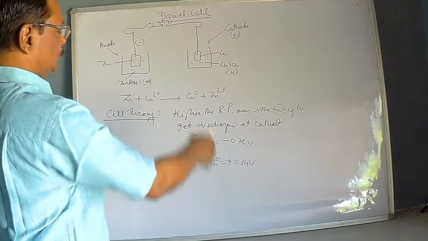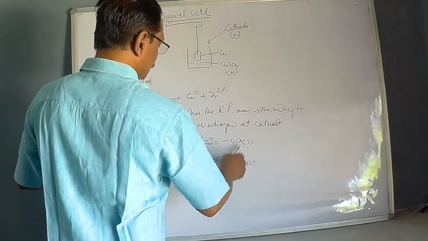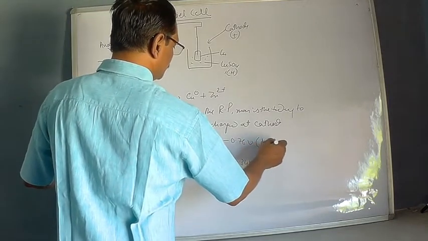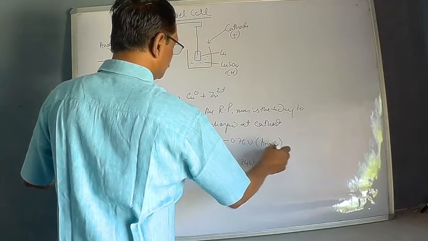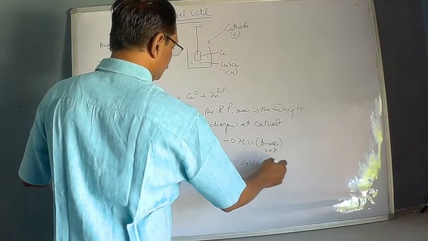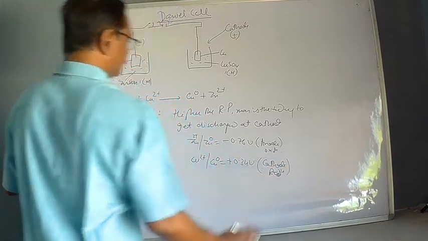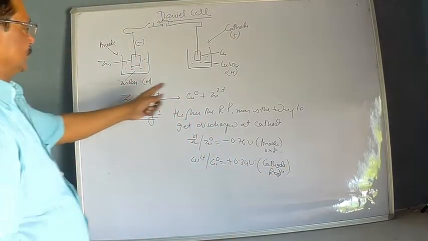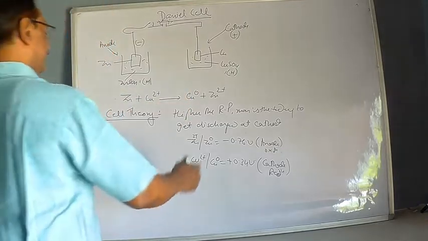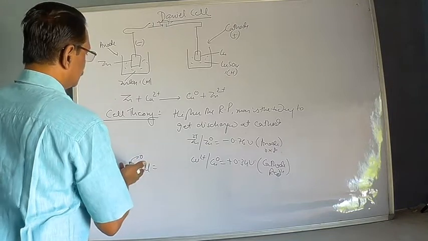So class, if we compare these two reduction potential values, we find that the reduction potential of Zn is less, so ultimately it is going to be oxidized at anode, oxidation. And copper has higher reduction potential, so copper will be at cathode and will be reduced, reduction taking place. So Zn gets oxidized to Zn2+ and Cu2+ gets reduced to Cu0. And how to calculate E0 cell? That is the standard EMF of the cell.